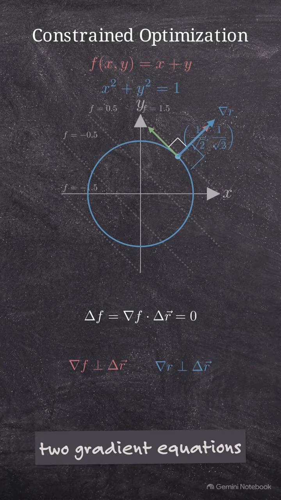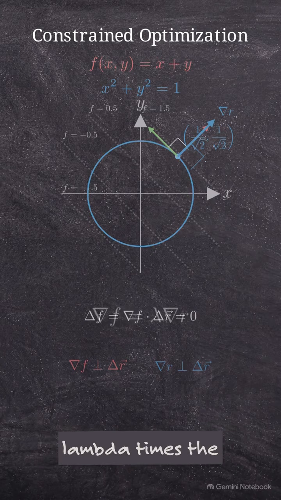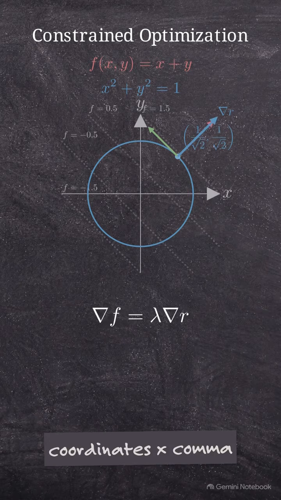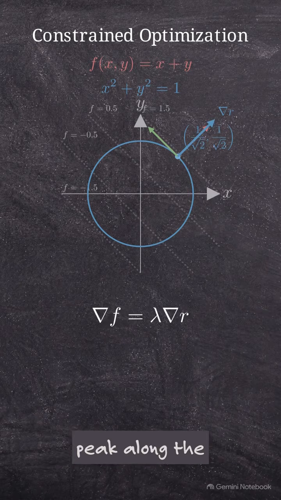So by setting these two gradient equations parallel, the gradient of f equals lambda times the gradient of r, you pinpoint the coordinates x comma y where lies the true peak along the constraint curve, r.